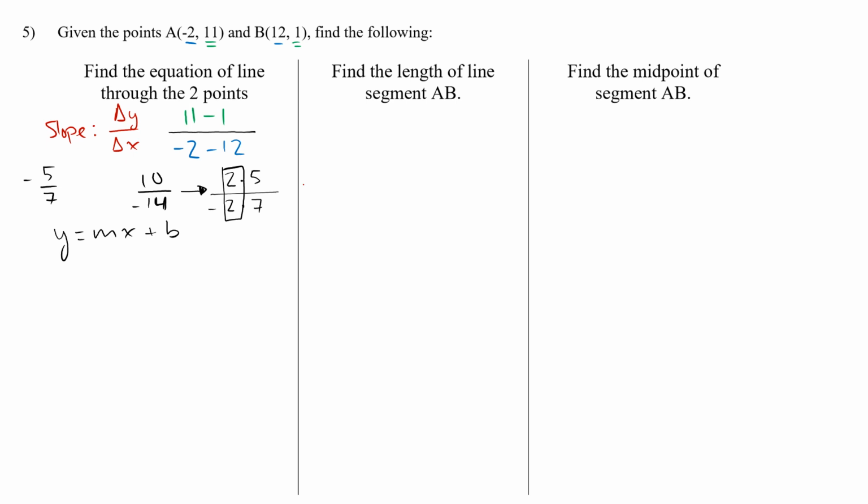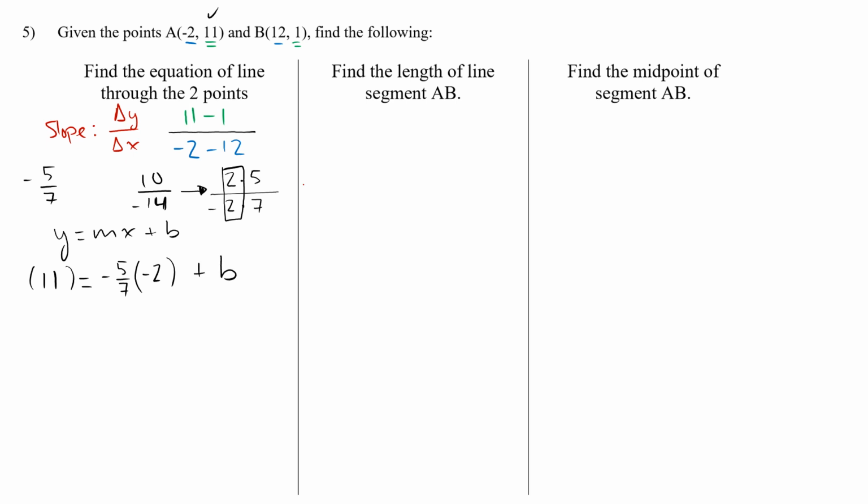I know my slope parameter, so I'm just going to go ahead and write that in there, negative 5 over 7. What I'm trying to find out is my y-intercept parameter. So to do that, I'm going to pick one of the 2 points I'm given, and I guess I'll use the first one, and I'm going to plug in the y value from that point, so 11, and my x value from that point is negative 2, and then plus b.